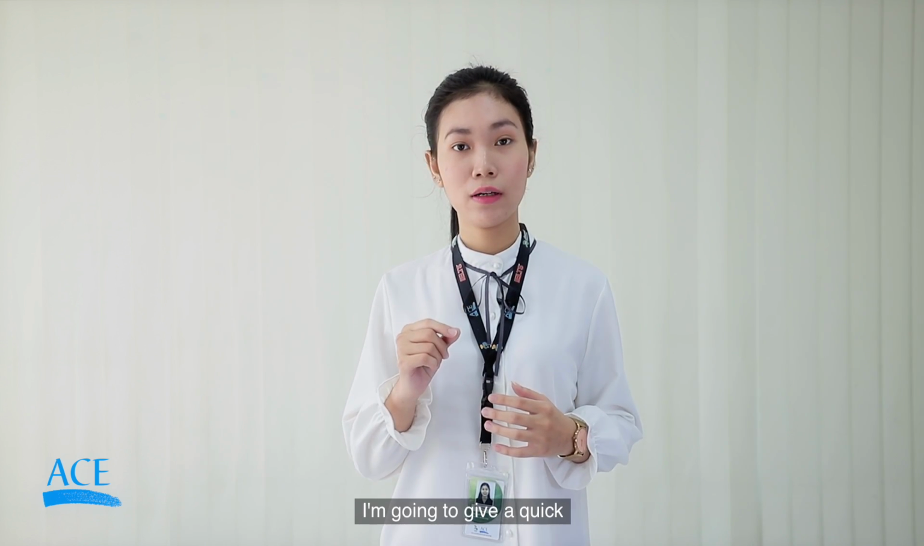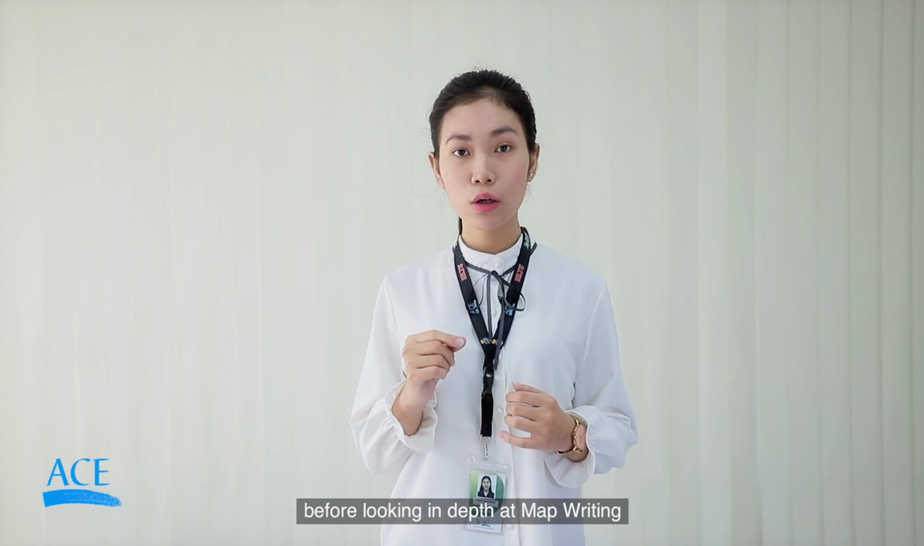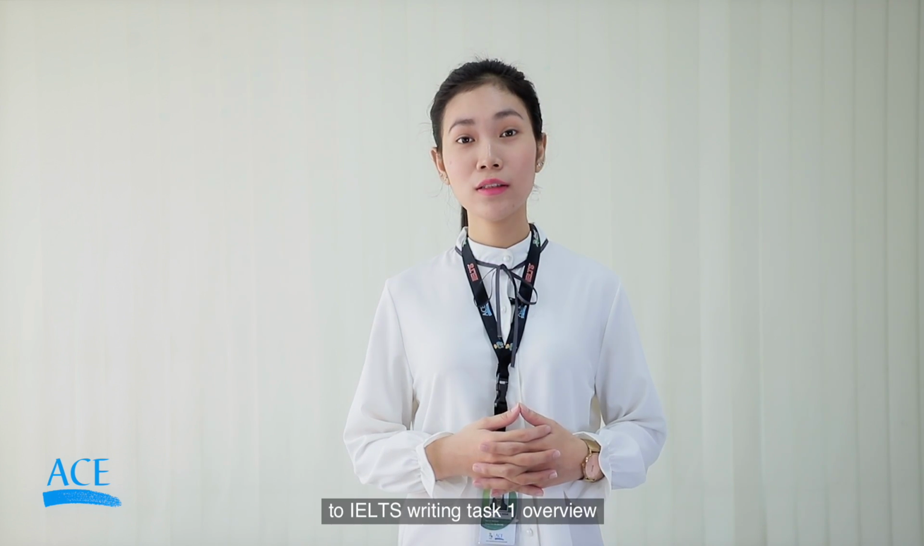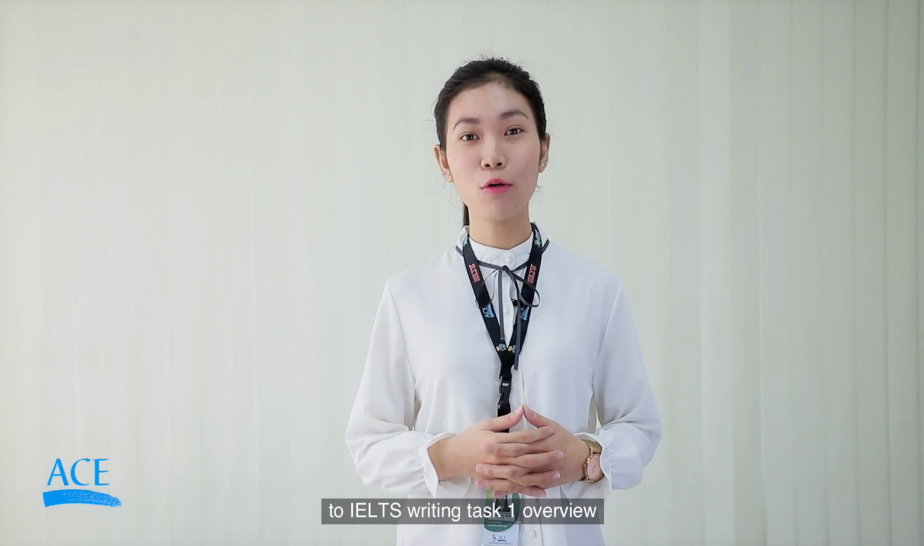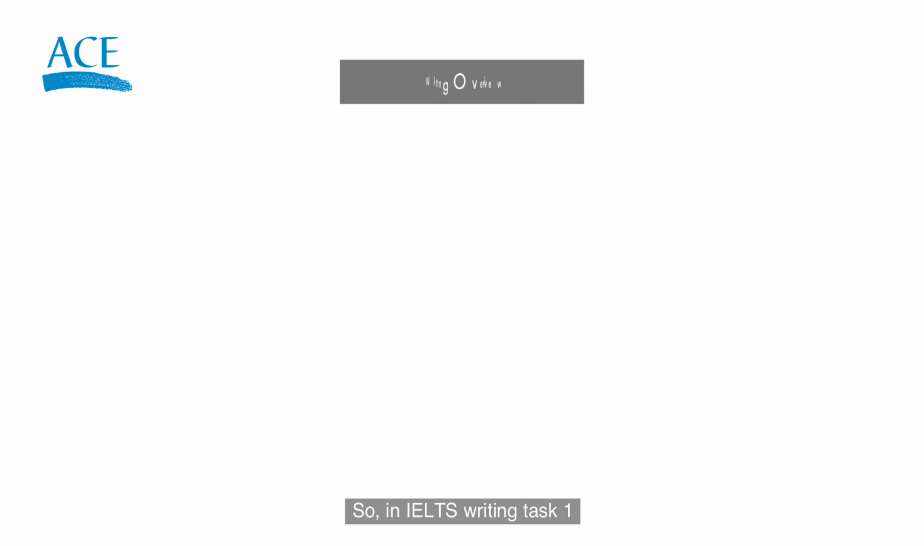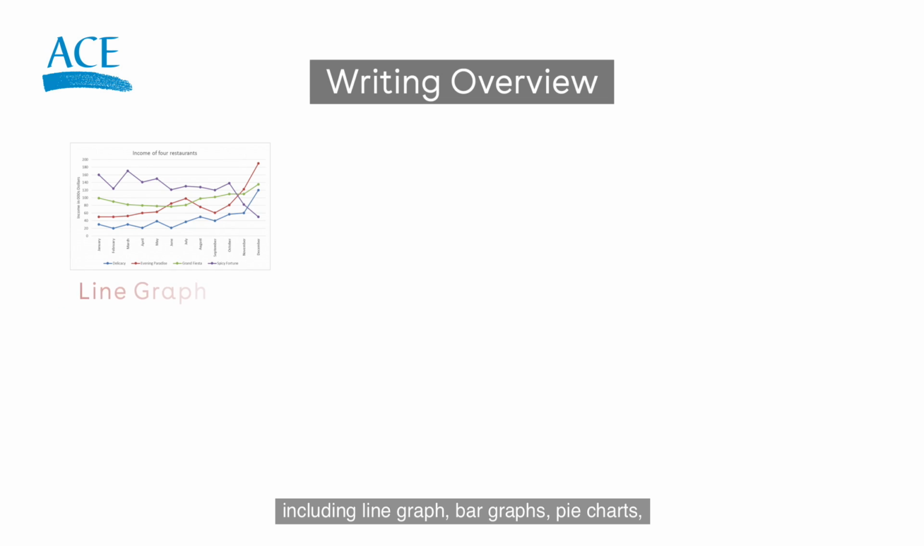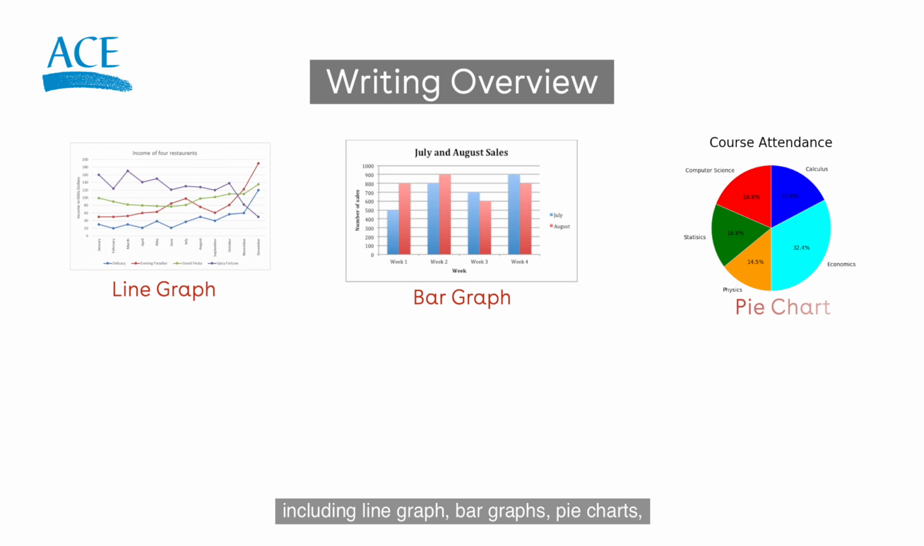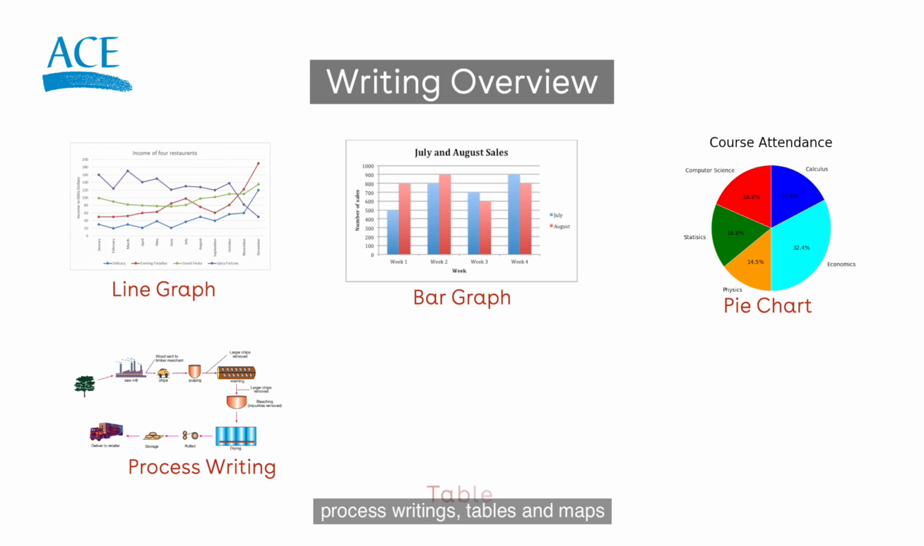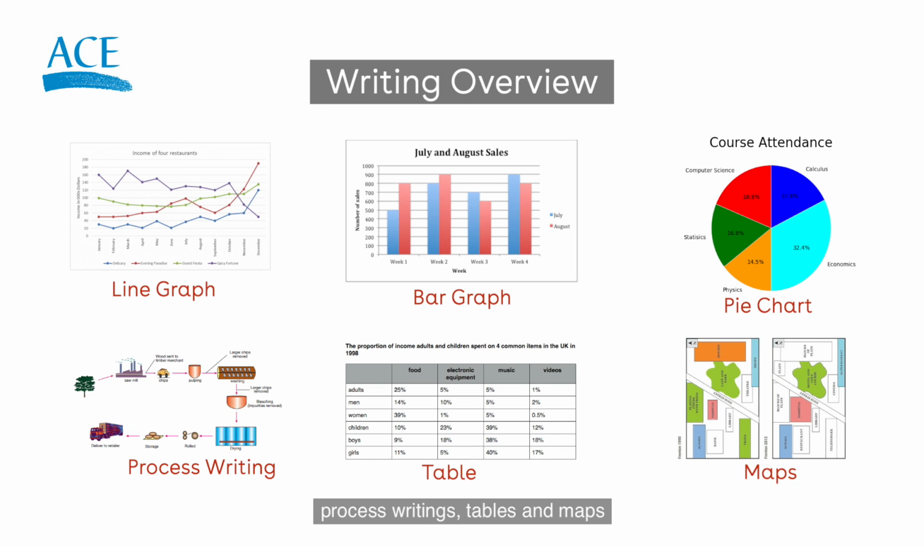I'm going to give a quick overview on IELTS Writing Task 1 before looking in depth at map writing. So now let's move on to IELTS Writing Task 1 overview. In IELTS Writing Task 1, there are 6 types of writings, including line graph, bar graph, pie charts, process writings, tables, and maps.